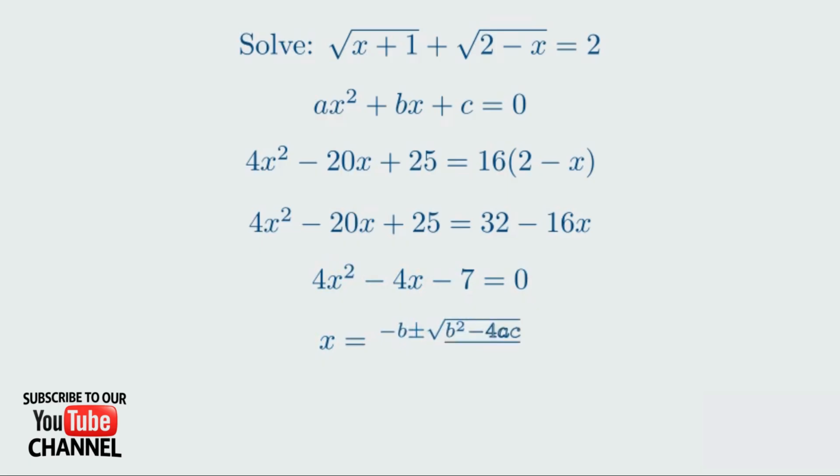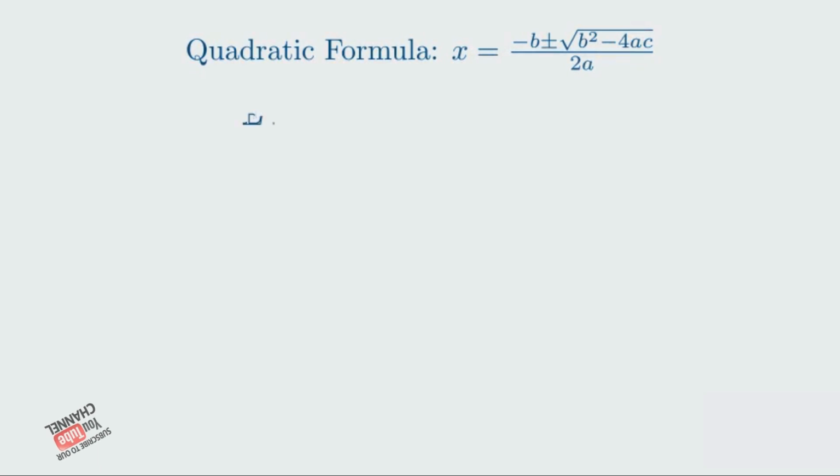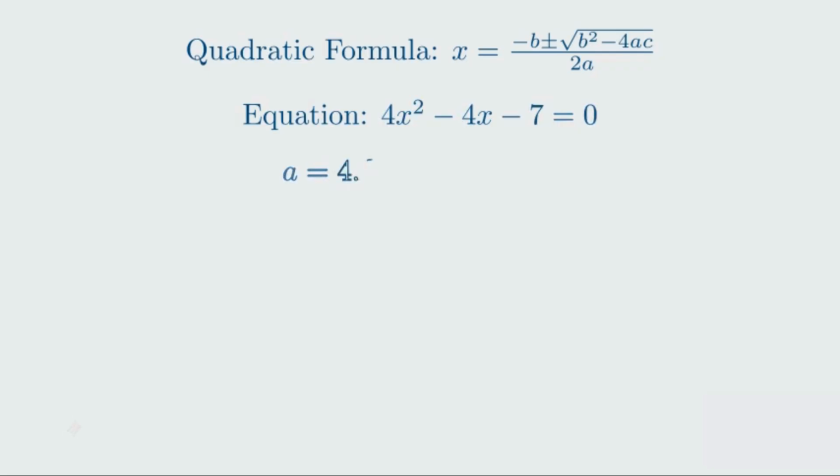This equation doesn't factor easily, so we'll use the quadratic formula to find the values of x. It's a reliable tool for solving any quadratic equation. Let's apply the quadratic formula to find the solutions for x. The formula states that x equals negative b plus or minus the square root of b squared minus 4ac, all divided by 2a. From our equation, 4x squared minus 4x minus 7 equals 0, we can identify a, b, and c. Here, a is 4, b is negative 4, and c is negative 7. These are the coefficients we will plug into our formula.